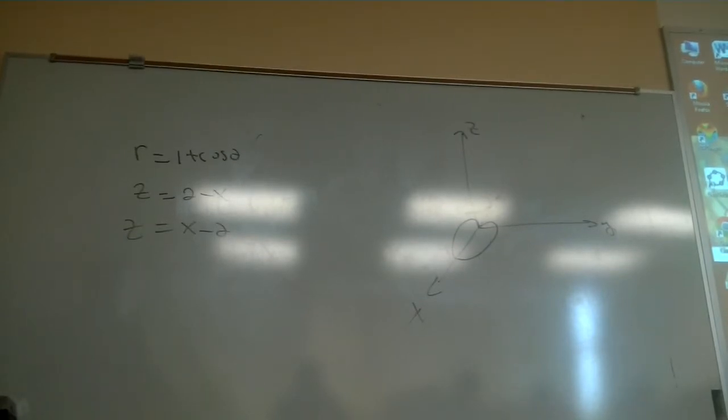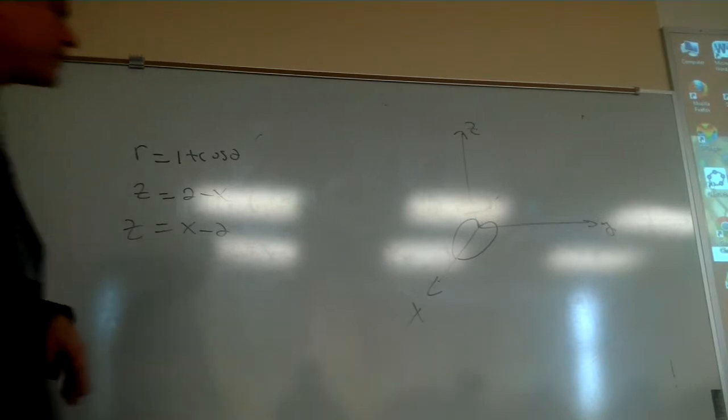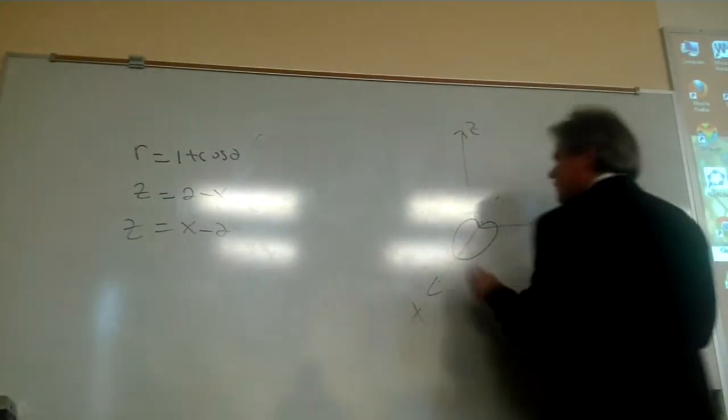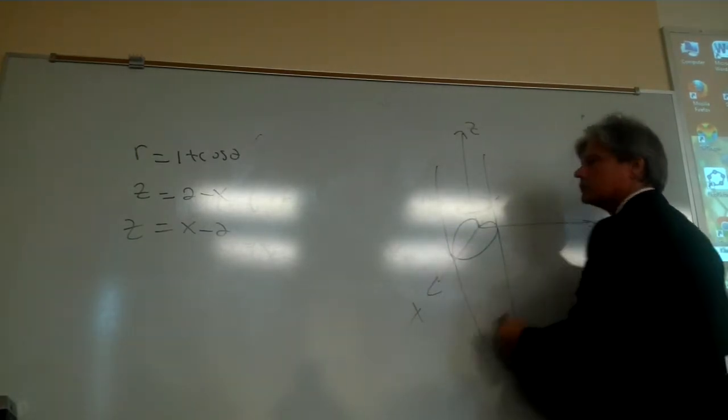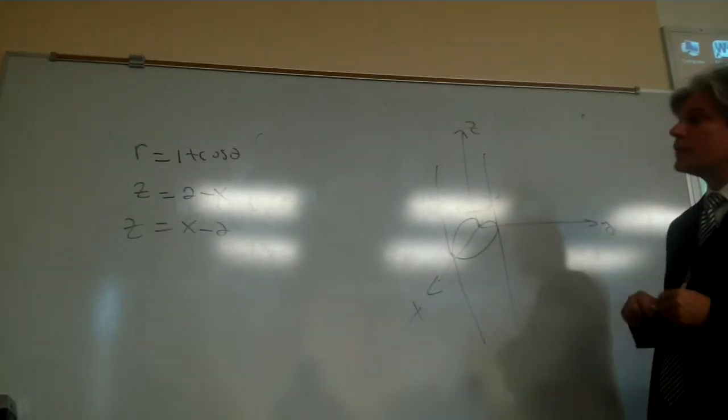Oh shoot, I made a mistake. That's a cardioid sketch in the xy coordinate plane. We're really talking about a cylinder. So it's really going up like this, isn't it? And down. Oh shoot, I'm not done.